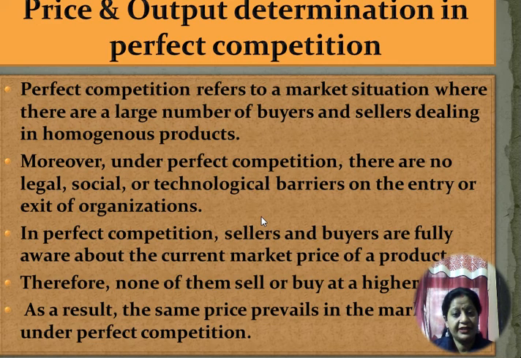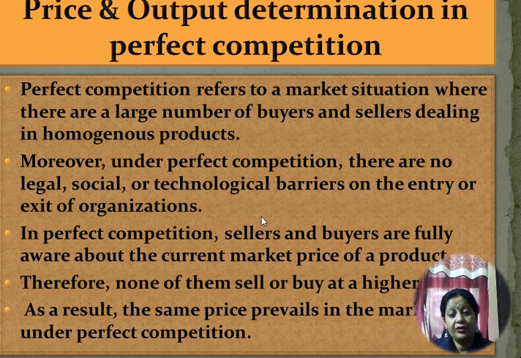Moreover, under perfect competition, there are no legal, social, or technological barriers on the entry or exit of organizations. That means there is no such rule, or there should be no such barrier of getting entry or exit within that market area. In perfect competition, sellers and buyers are fully aware of the current market price of the product. That means whatever product the seller is selling and whatever product the buyer is buying, they both have complete knowledge of the market price of the commodity which they are going to buy and which the seller is going to sell.